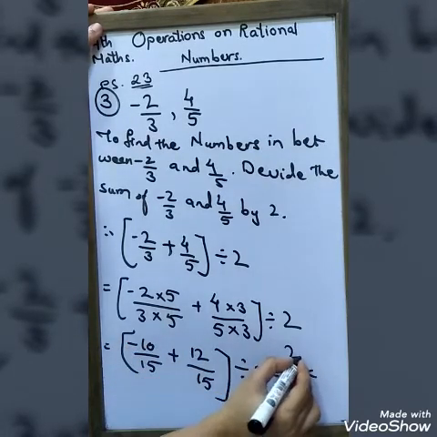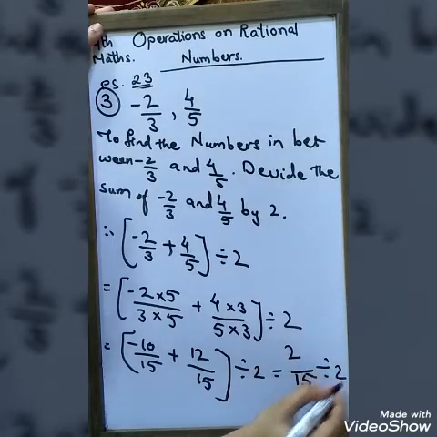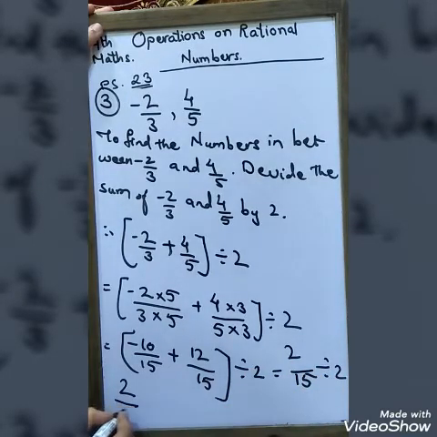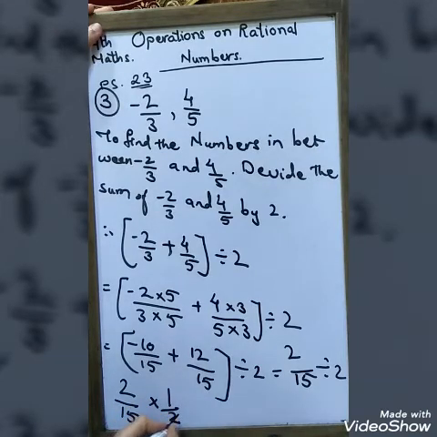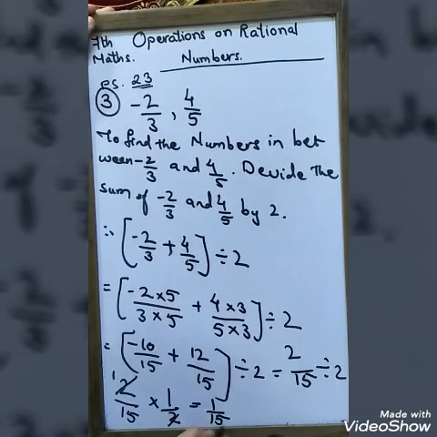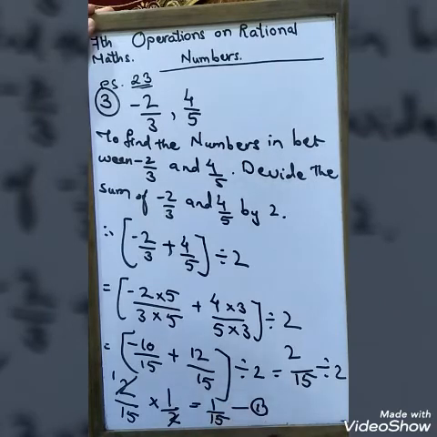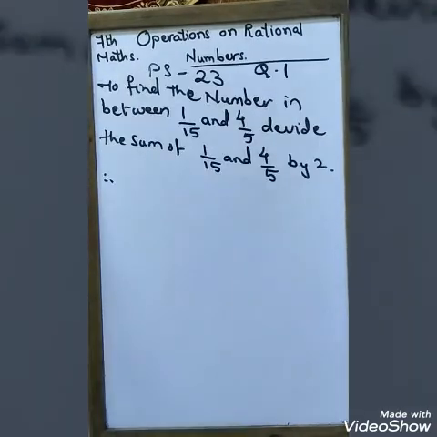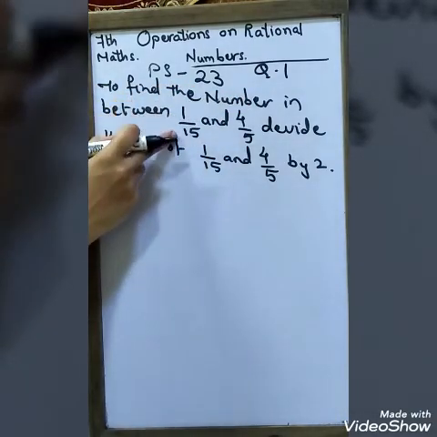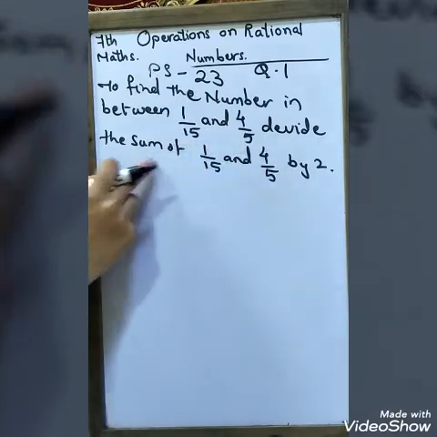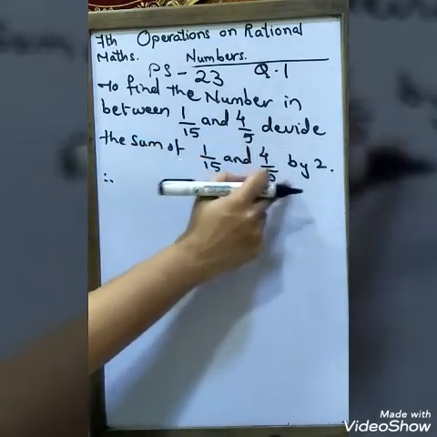It will be 2 divided by 2. So here 2 upon 15 into 1 upon 2. So 2 ones are 2, 2 ones are 2 get cancelled. So the answer is 1 upon 15. ठीक है? This is our first number. Now to find out the number in between 1 upon 15 and 4 by 5, divide the sum of 1 upon 15 and 4 by 5 by 2.